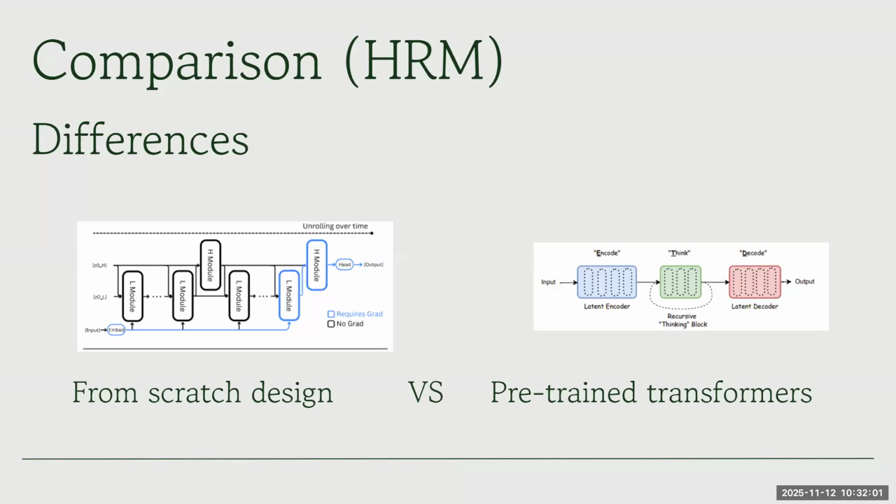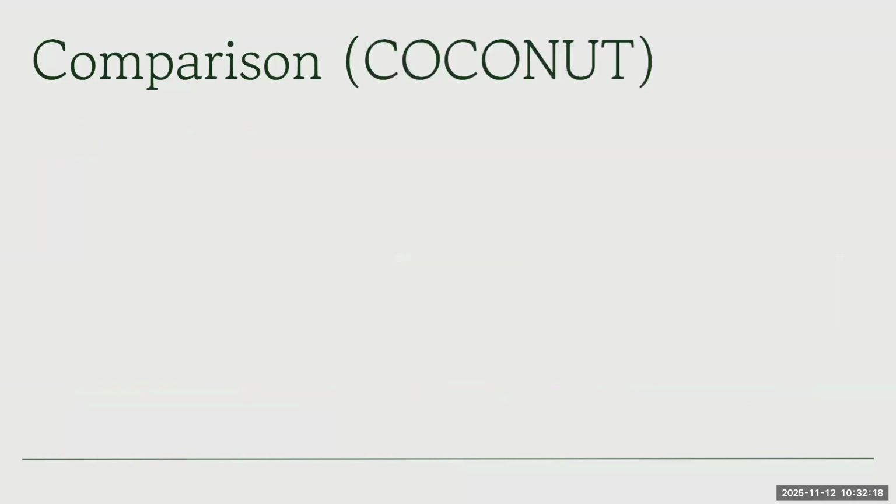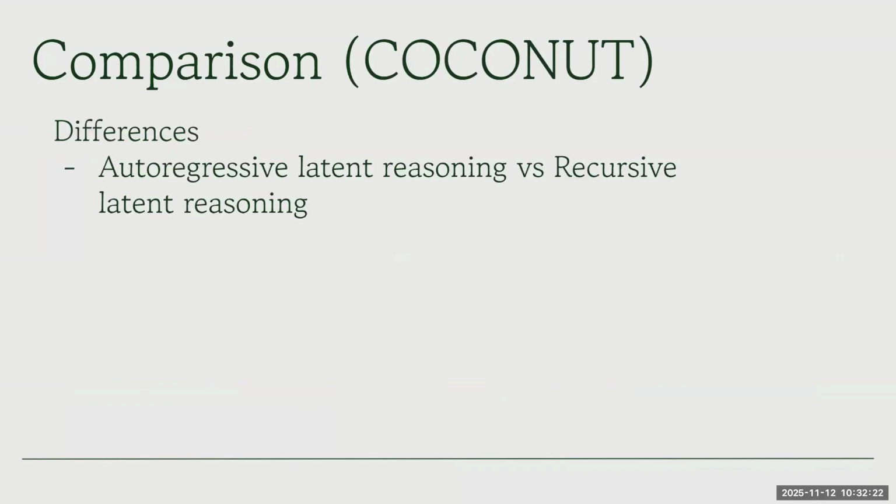Another distinction that was super obvious to me was the difference between HRM's training-from-scratch design and ETD's leveraging of a pre-trained transformer, specifically on the mid-training. I also thought it would be interesting to compare this to Coconut. Of course, the biggest difference is autoregressive latent reasoning versus recursive latent reasoning.